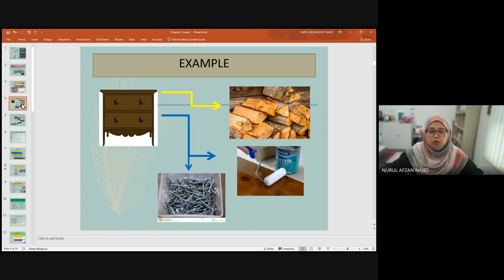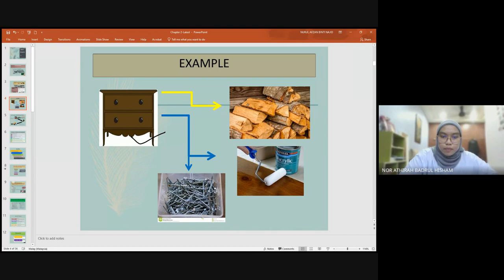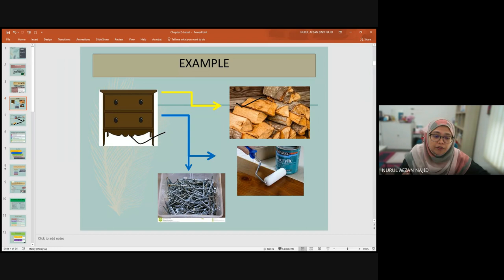Alright, sekarang ni contoh kita nak buat perabot kayu. The yellow line, what can be categorized in the yellow one? The wood would be as raw material. Raw material yang kita boleh kategorikan sebagai direct or indirect, Atira? Direct material. Sebab kayu adalah bahan utama untuk kita produce furniture.